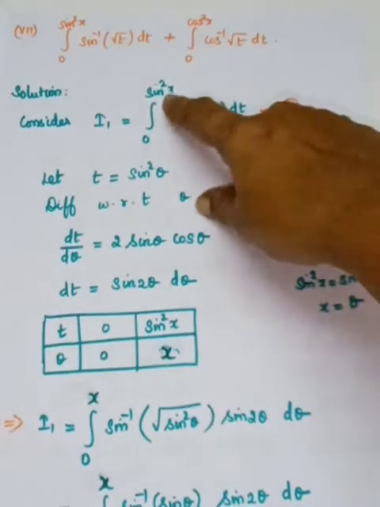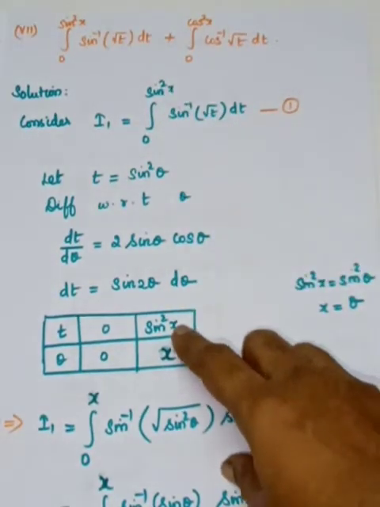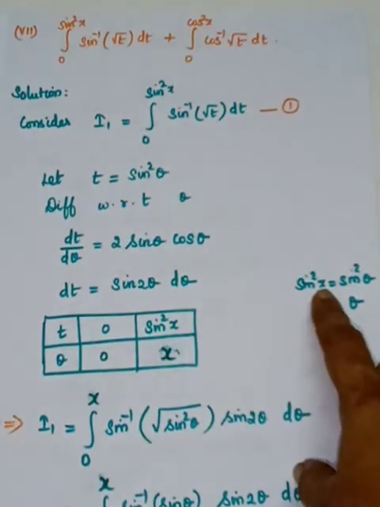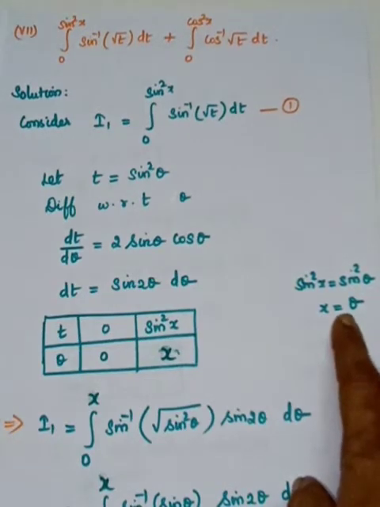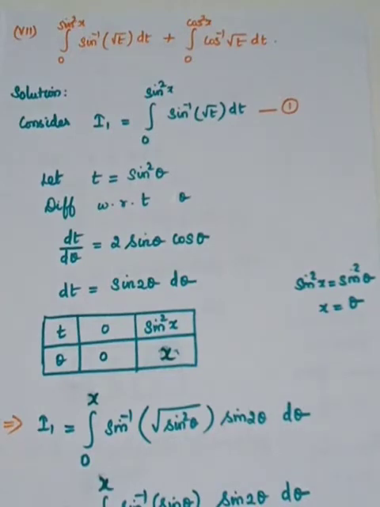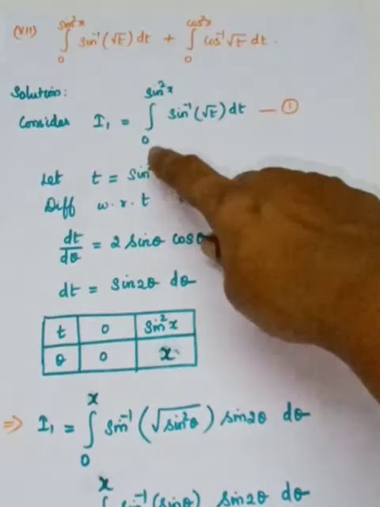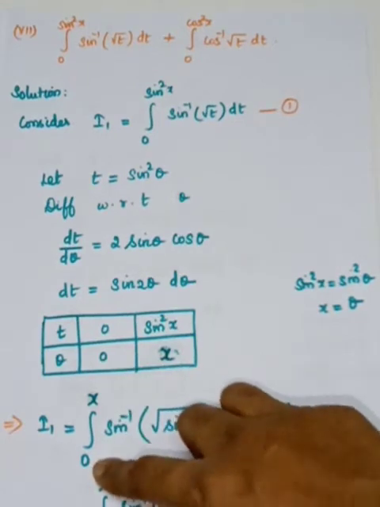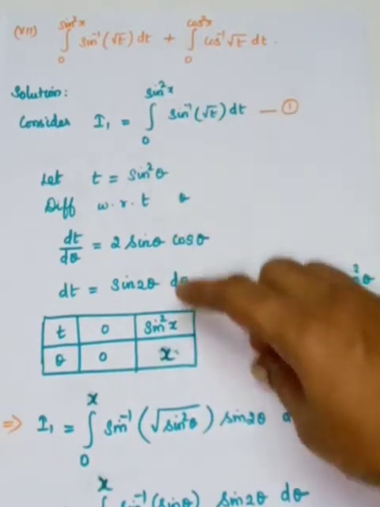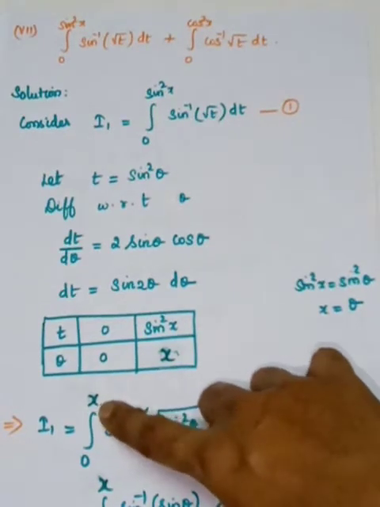Next, for t, what is given here? It is sine squared x. So when t is equal to sine squared x, you see that sine squared x is equal to sine squared theta. So sin x is equal to sine theta. So therefore x is equal to theta. So here in the place of theta you have to write x. So we have changed the limits in terms of theta. So for the first integral, that is I1, here you are having 0. When t is equal to 0, theta is 0. So here I have substituted 0. When t is equal to sine squared x, your theta is equal to x. So here I have written x.